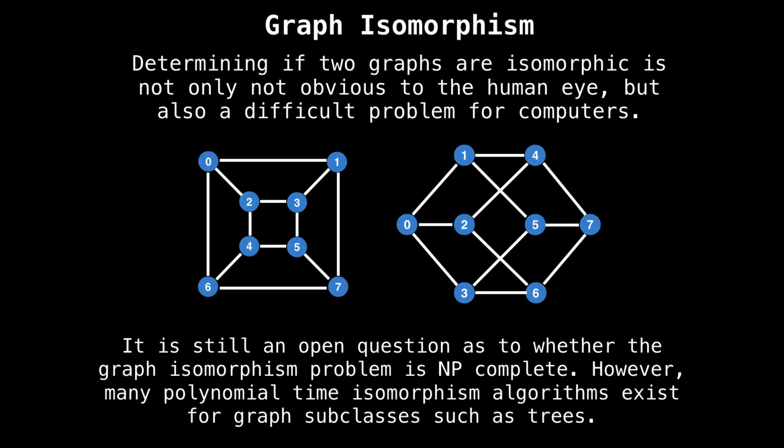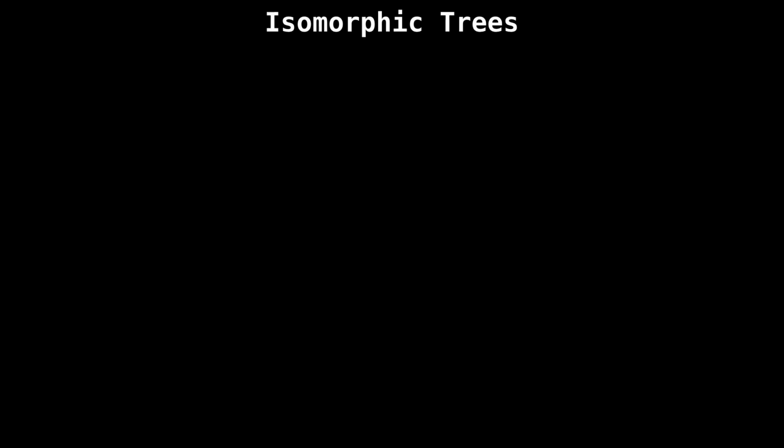As it turns out, determining if two graphs are isomorphic is not only not obvious to the human eye, but is actually also a very difficult problem for computers. It is still an open question as to whether the graph isomorphism problem is NP-complete. However, luckily for us, there are many polynomial time algorithms which exist for specialized graph types, including trees, for determining whether they're isomorphic or not. Let's have a look at a few examples.